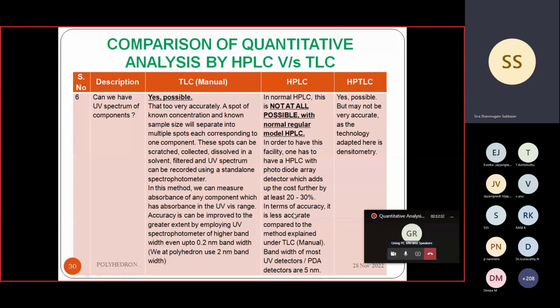As I explained, in TLC we can see the UV spectrum in a single run, and even if the components have different lambda max, we can measure. Whereas in normal HPLC, an isocratic system fitted with a normal UV detector, it's too difficult to get the exact peak area. If component A absorbs at 254 nanometer and you fix your detection wavelength at 260, this 254 nanometer component will give a smaller peak.